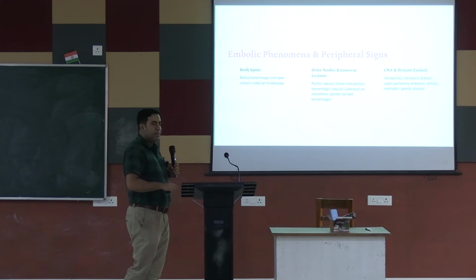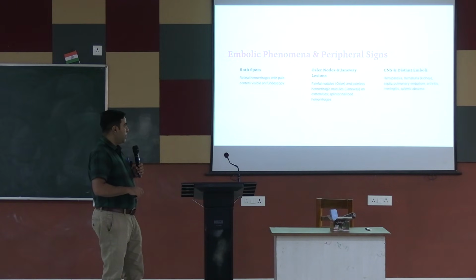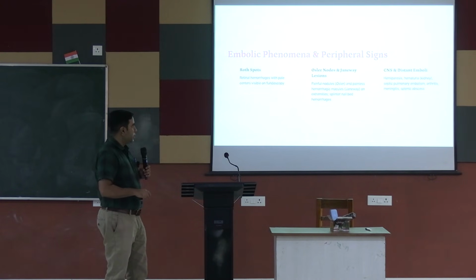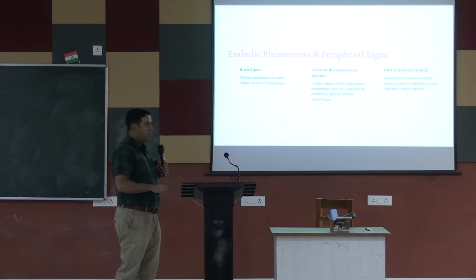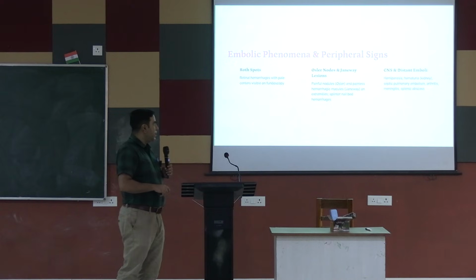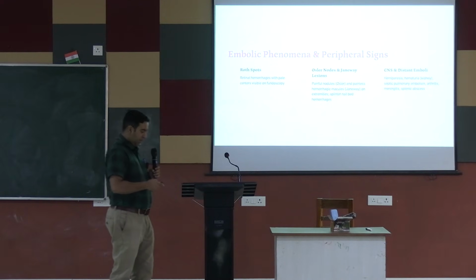And CNS and distant emboli. What will be there? There can be hemiparesis, stroke can happen, so hemiparesis can happen, hematuria, septic pulmonary embolism, arthritis. There can be CNS infection like meningitis, and splenic abscess.